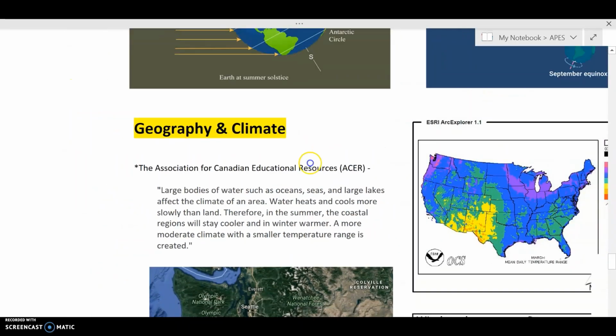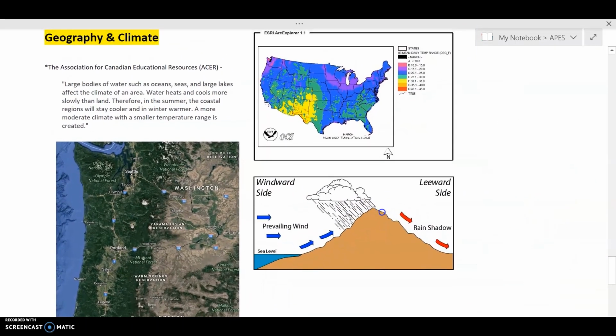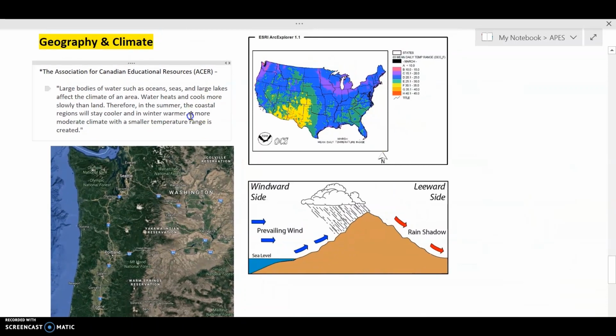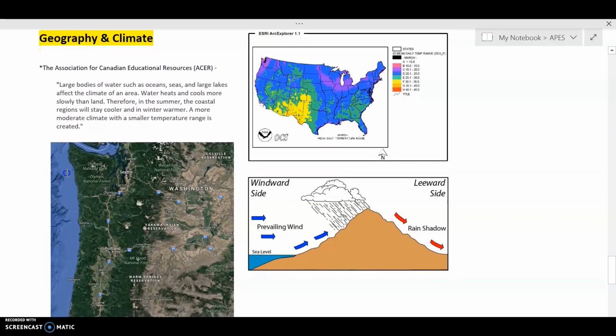Okay, geography and climate. So, a concept the AP test wants you to know is how coastal areas have less variation in temperature than areas that are more inland.